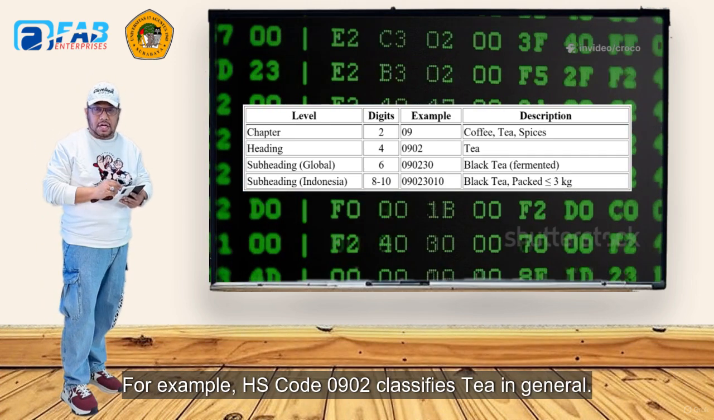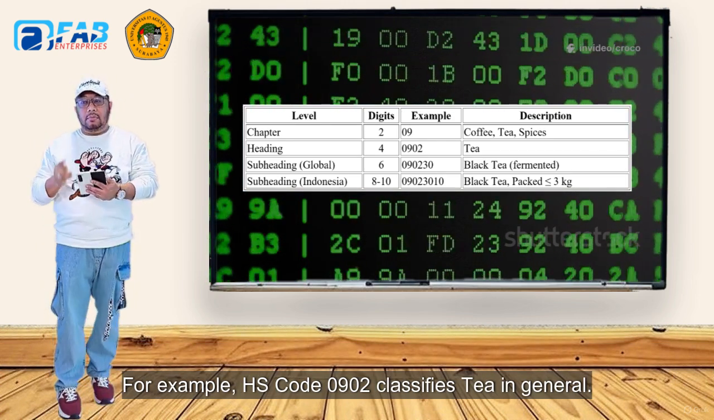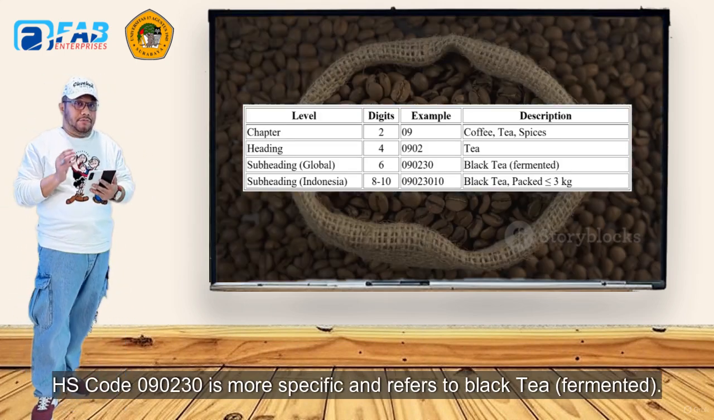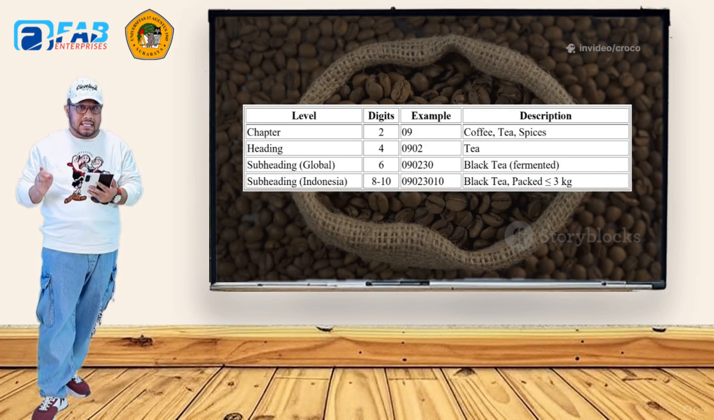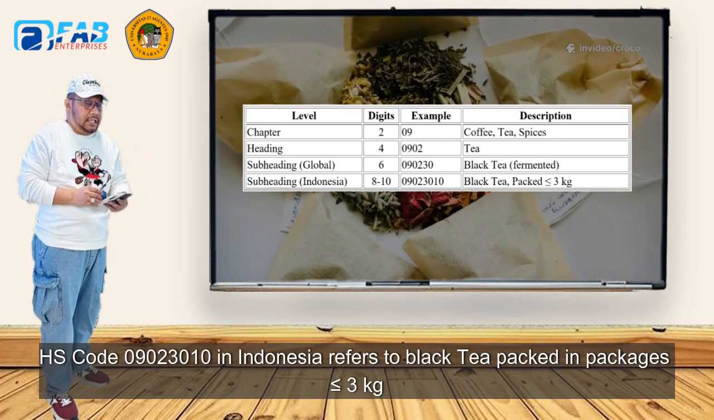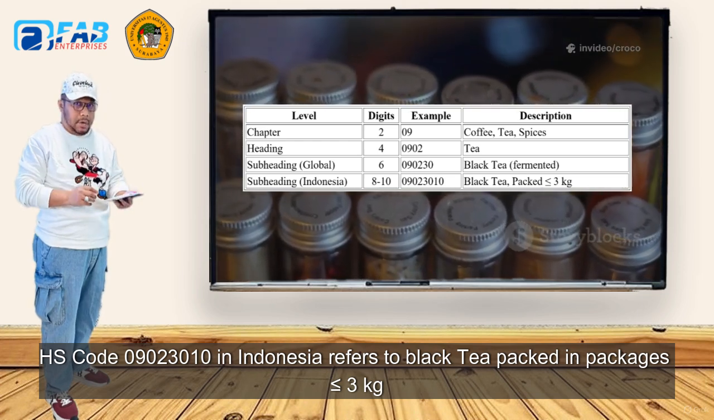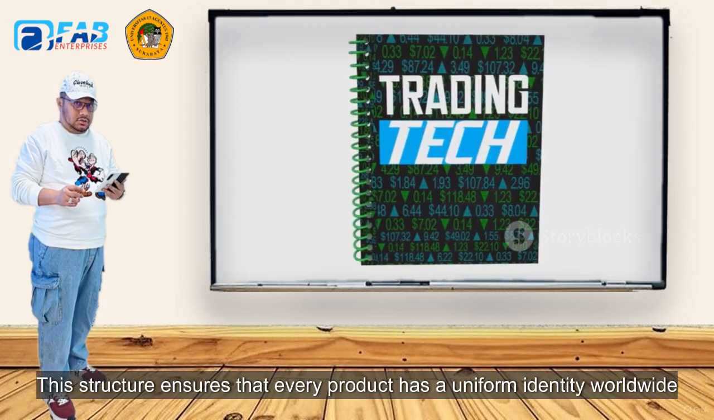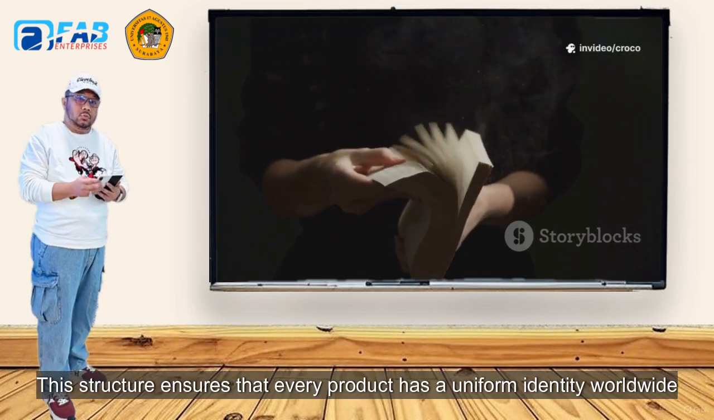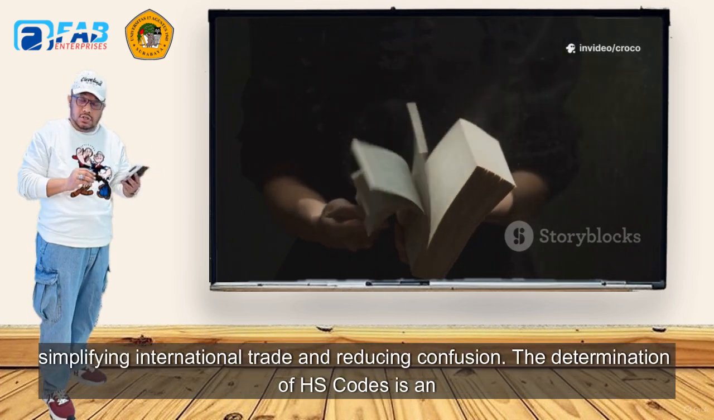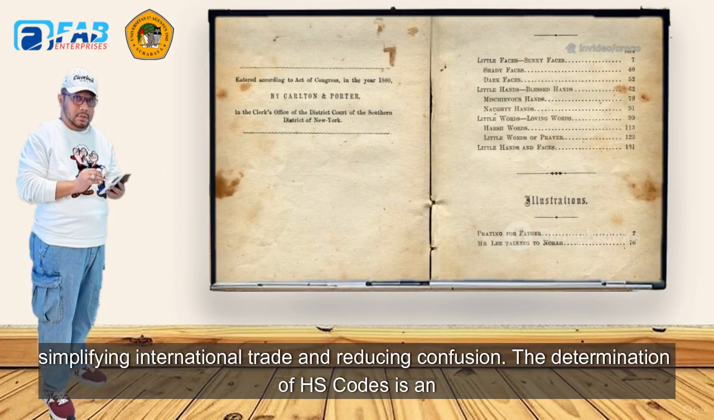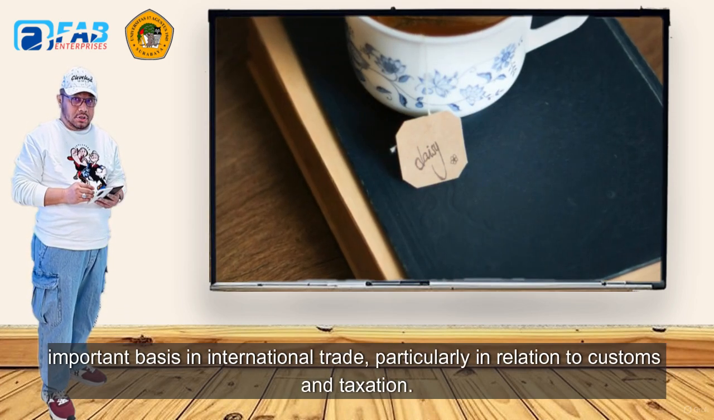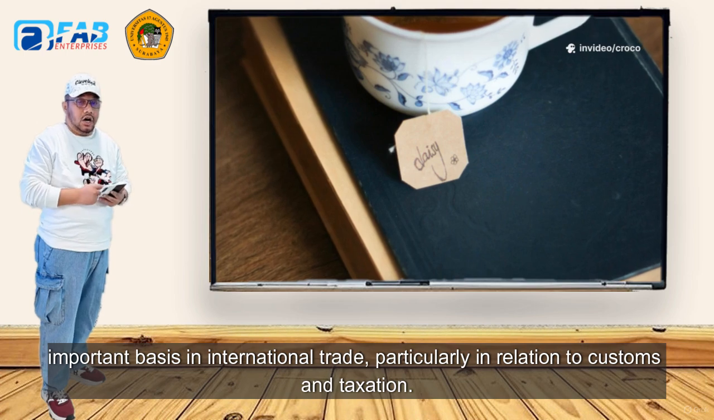For example, HS Code 0902 classifies tea in general. HS Code 090230 is more specific and refers to black tea, or fermented. HS Code 0902 3010 in Indonesia refers to black tea packed in packages less than or equal to 3 kilograms. This structure ensures that every product has a uniform identity worldwide, simplifying international trade and reducing confusion. The determination of HS Codes is an important basis in international trade, particularly in relation to customs and taxation.